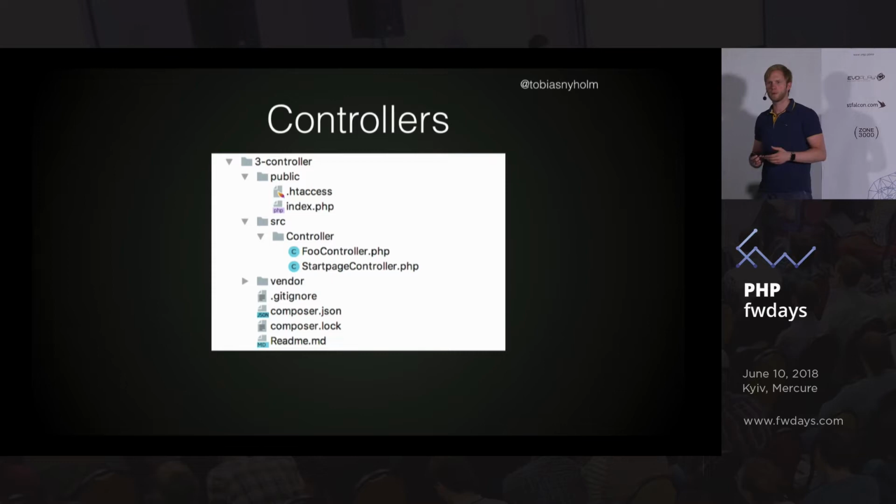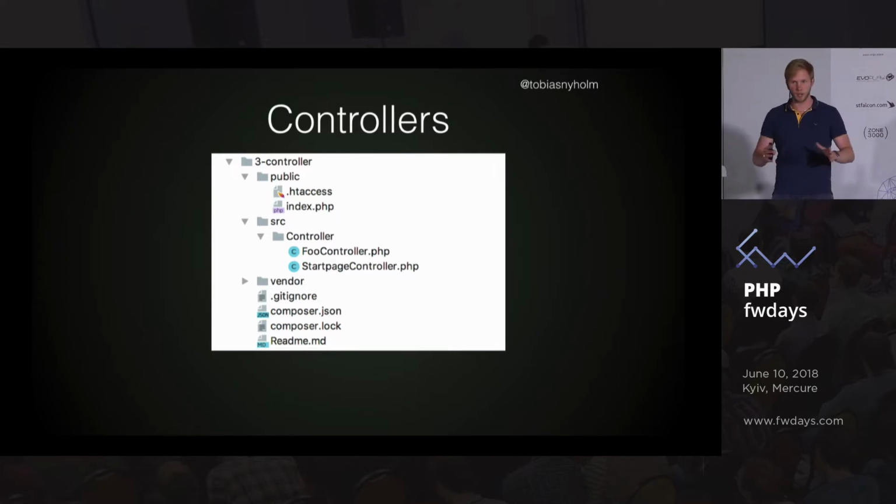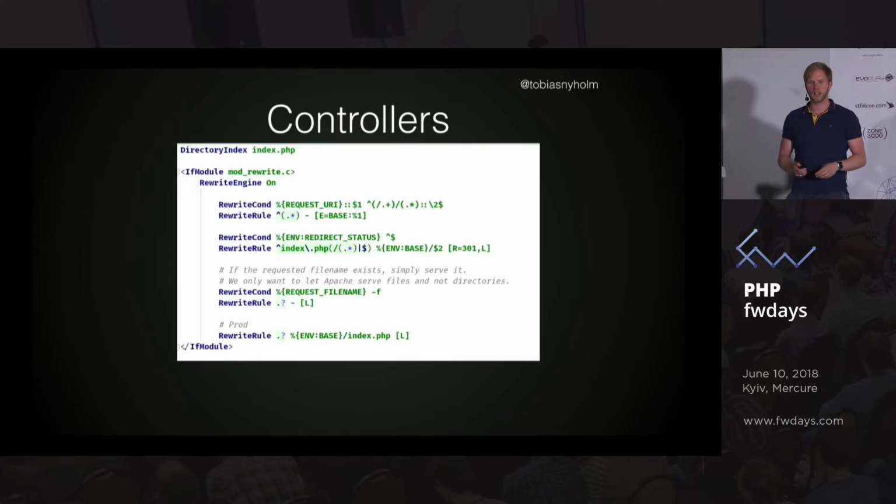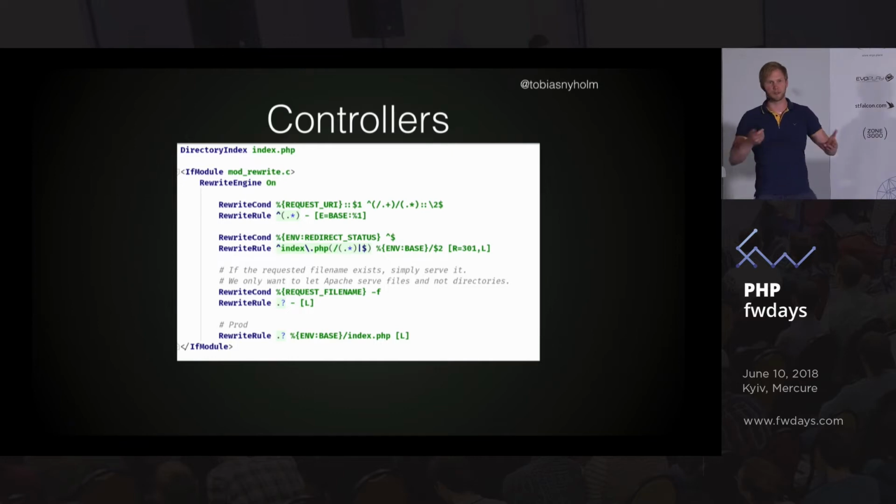So someone told us that having the index.php file in a subdirectory is great. It's security stuff. So we put it in a separate directory. And then we added two controllers. And our .htaccess is just a file that tells the web server how to handle this.